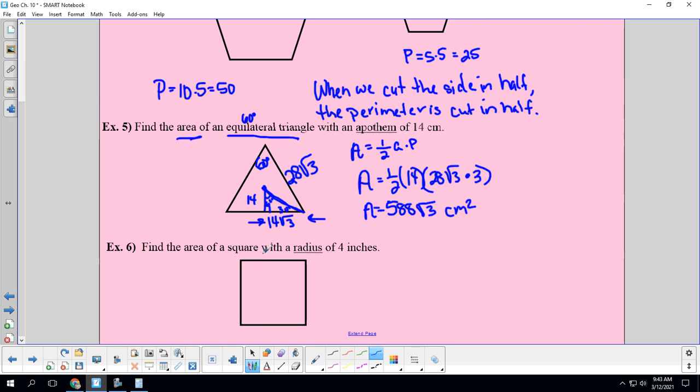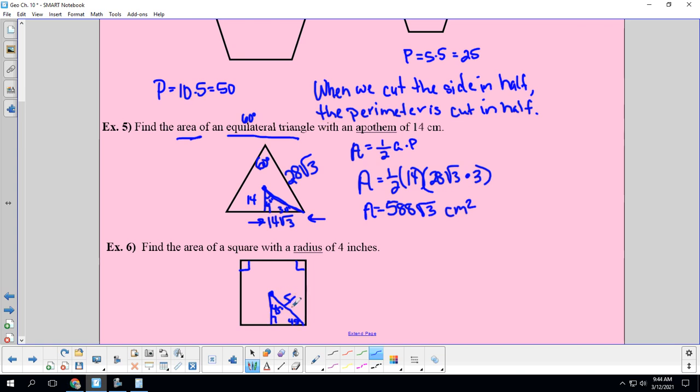Okay, let's check out this square. This square has a radius, and remember the radius goes from the center to the corner, of 4 inches. So think about a square. Each one of these corners is 90 degrees. This cuts the 90 degrees in half. So each half of this is 45 degrees. We're going to create a little 45, 45, 90 triangle here.